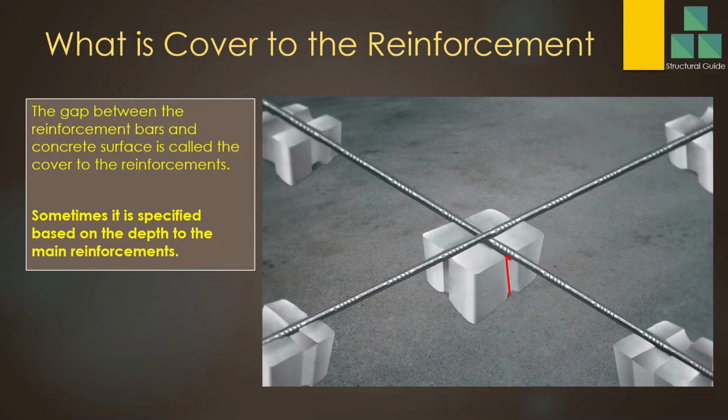When you have bars lying in different directions, different bars have different cover. For this bar we consider this height as the cover, and for this bar we consider this height. So from the bottom of the rebar to the concrete surface, there are two different heights. When you do the design, you have to consider this. The bottommost bar has a different cover, and the bar laying on top of that has a different cover.